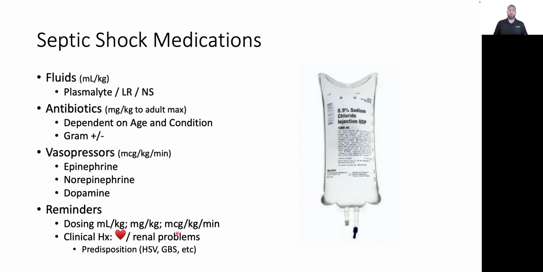And then things like our pressors, we're going to be starting on micrograms per kilo per minute. And you're going to titrate these based off of the patient's condition and their clinical history. Do they have heart problems? We may not give them as much fluids initially. And then antibiotic choice may be dependent on what is the most likely bug for this patient. A neonate just born, we may consider GBS as a highly likely organism that we need to treat.